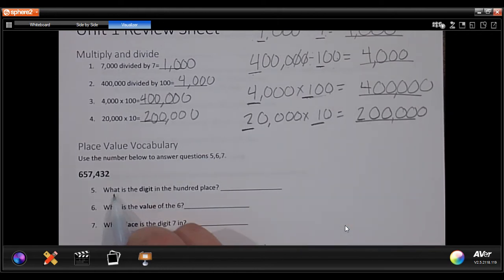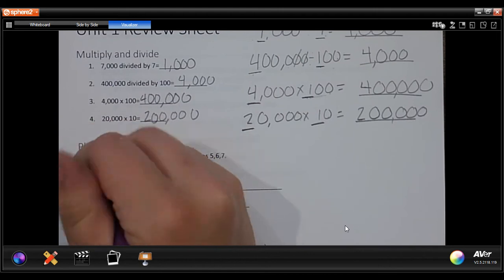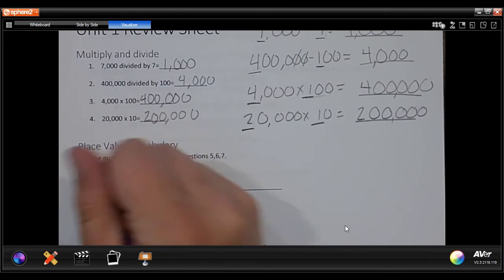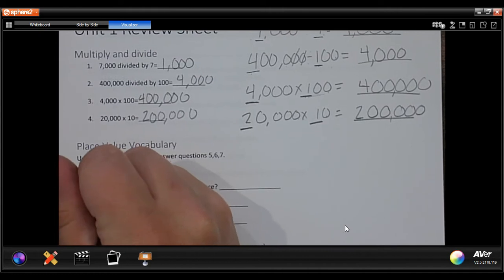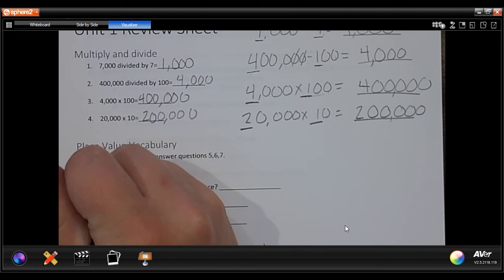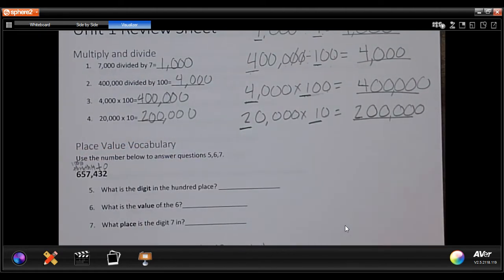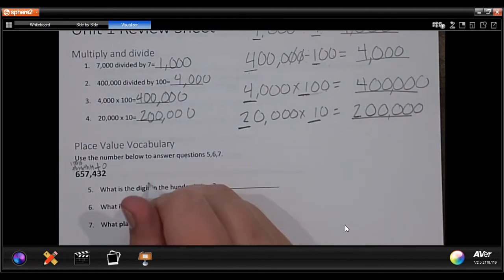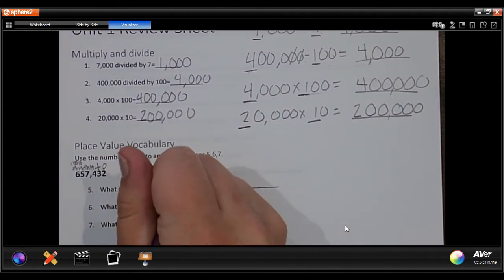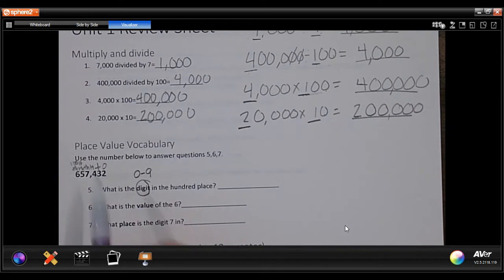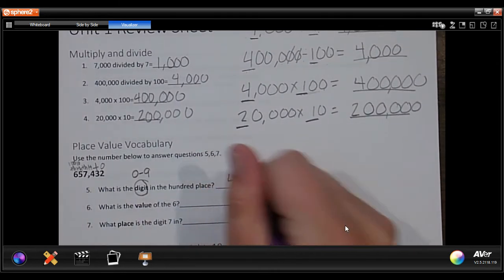So the first one says, what is the digit in the hundreds place? So the first thing I would do if I were you, I would label the top of my number: ones, tens, hundreds, thousands, 10,000s, and 100,000s. If that's too small, you could come over here and make a place value chart. So I'm zoning in on this word digit. Remember, a digit is a number from 0 to 9. So the digit in the hundreds place, I'm going to look up here in the hundreds place. I see a 4. So the digit in the hundreds place is 4.